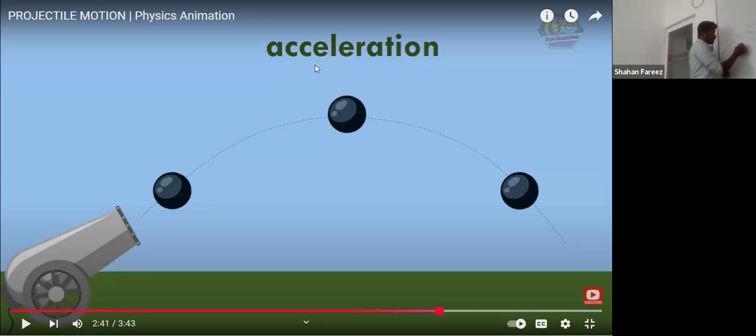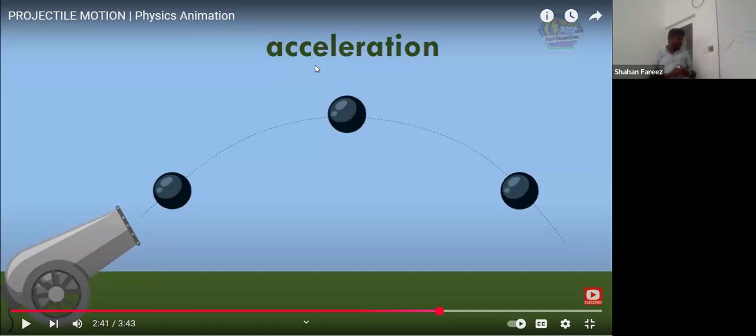This part of the graph is doing work against gravity. So you are trying to go up, but gravity is trying to pull you down. So we say acceleration here is negative g, negative gravity. Understood? Because it's going in the opposite direction, we say acceleration is negative g. When it's coming down, we say acceleration is positive g.